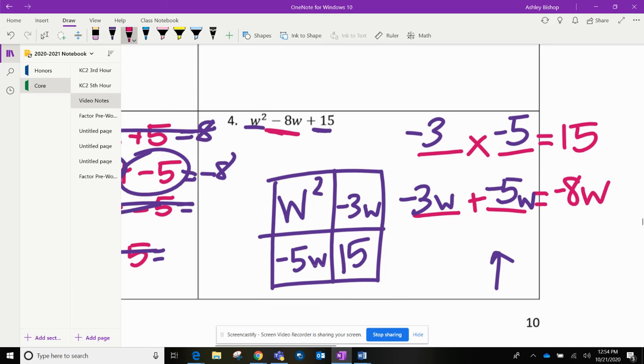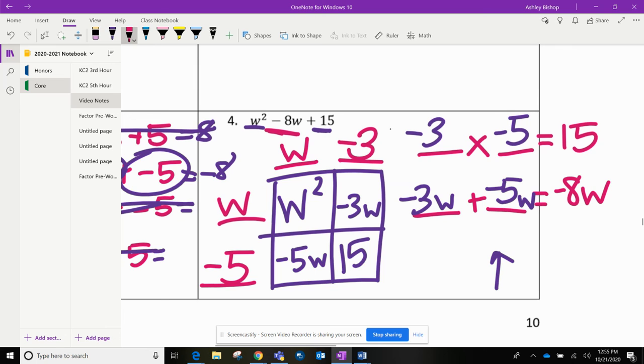And then I got to ask myself, what two things multiply together to get my first box, which is W squared? So I know that W times W is equal to W squared. Then I know what number needs to go up here so that when I multiply it by W, I get negative 3W. So I hope you agree that I would need negative 3. Then I need to know what number is going to go down here to multiply by W to get negative 5W. And I hope you agree that I need negative 5.